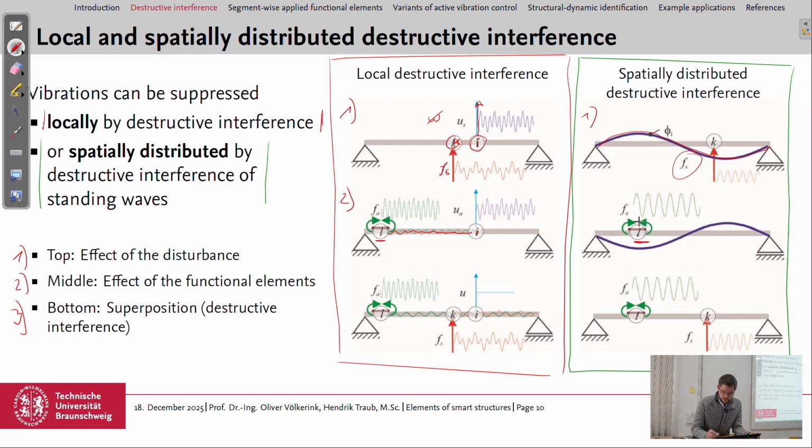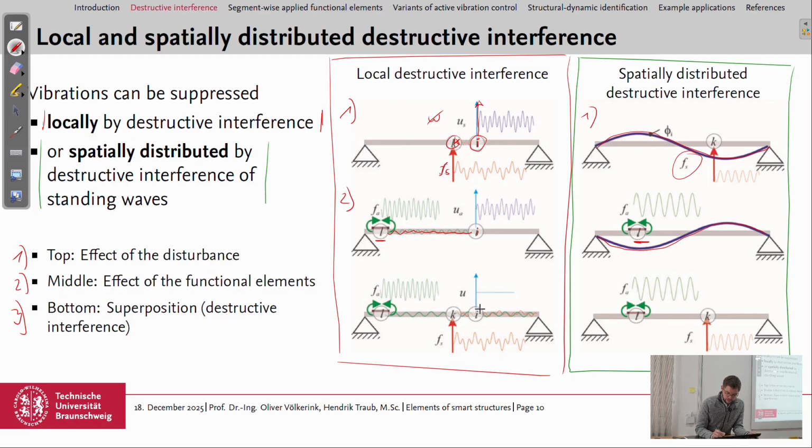If we look at the modal suppression, we would excite an eigenmode like the external disturbance does, now with the surface actuator. And here you can see again that the idea is to excite the same eigenmode which is excited, but with a 180 degree phase shift so that they cancel each other out.